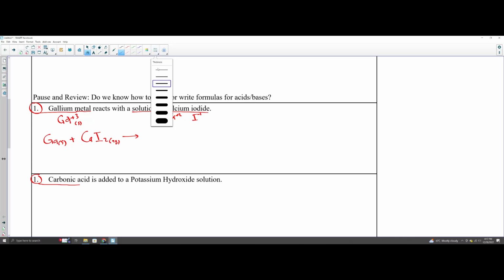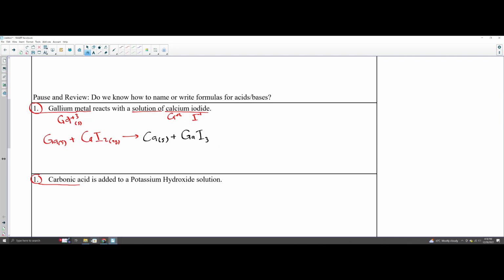We do the reaction. It looks like a single replacement reaction, which is metal for metal. One metal with one ionic compound always replaces metals. So we end up with calcium as a solid metal plus gallium iodide. Now because gallium is a +3, iodine's a -1, that means we need 3 iodines there.